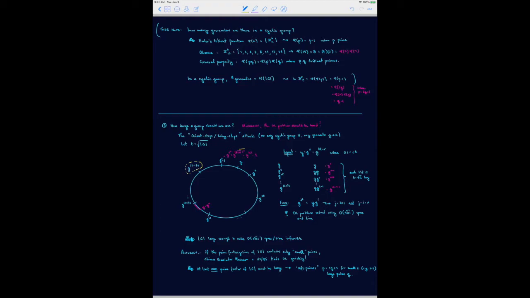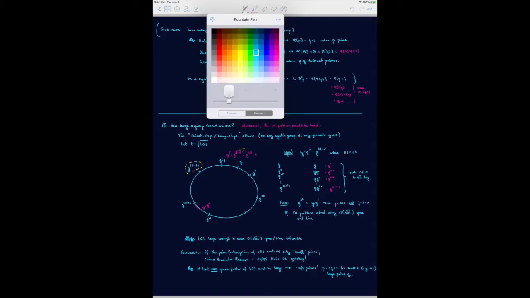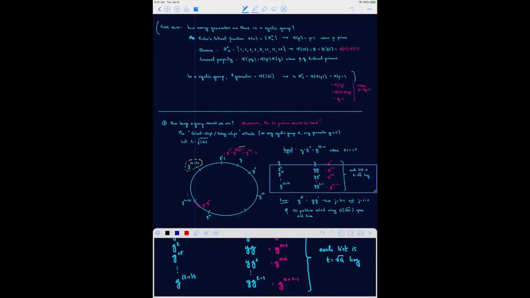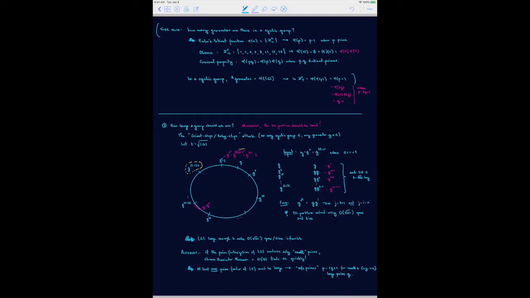Since t is the square root of the group order, it takes roughly square root of the group order time. Let me zoom in here and fix this notation. Not square root of g, but square root of the order of g. This list that we made so far is size t. It has that many elements in it. These are our giant steps. These are our markers.